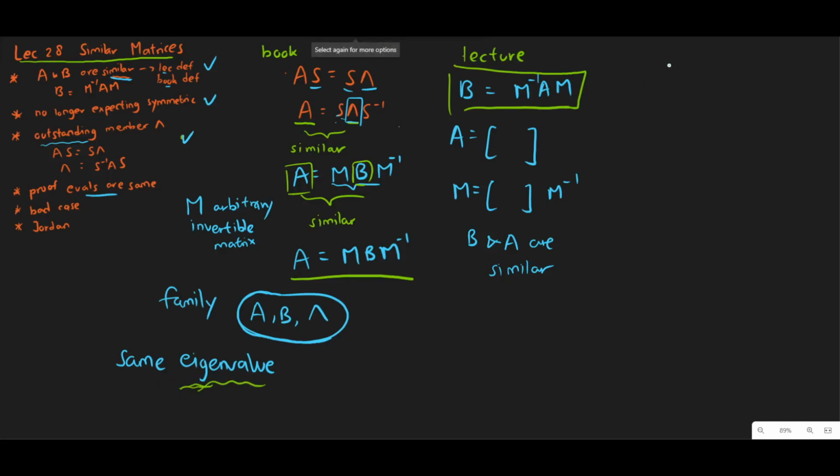So let's run an example. Let's say I have this A, which is 2, 1, 1, 2.